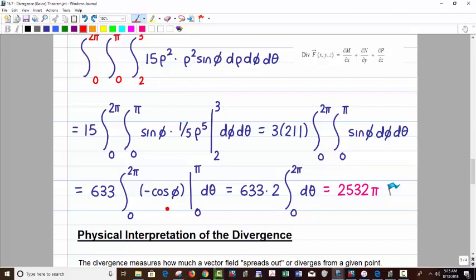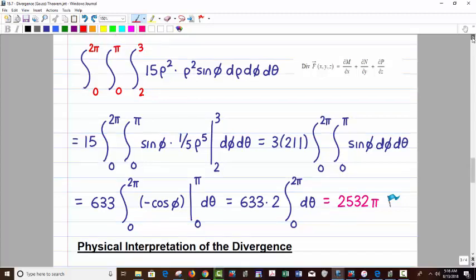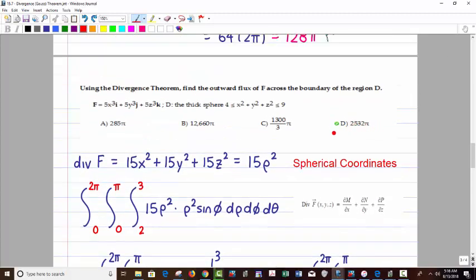I kind of wish I would have gotten rid of this negative and reversed those two, but I'll just sort of do that verbally without writing it. So suppose I reverse these, got rid of the negative. Cos of 0 is 1. Cos of pi is -1. So it would have been 1 minus a -1. So it does end up being 2. So I have it correct as 2, but that extra negative could make it a little confusing. So I have 633 times 2, 0 to 2 pi d theta, which just puts the 2 pi in there. So it ends up being 2532 pi. There it is.